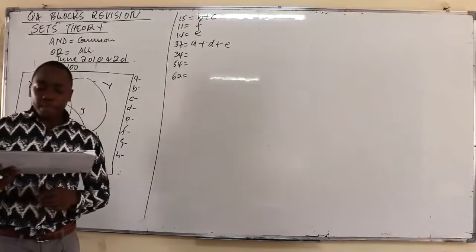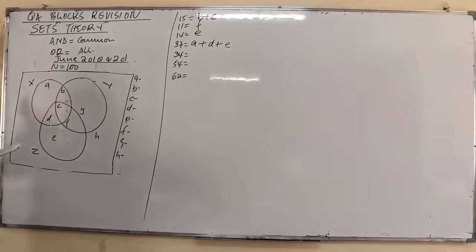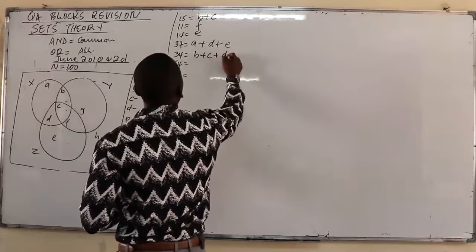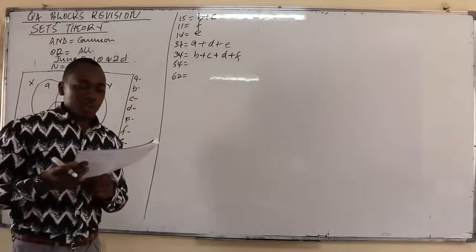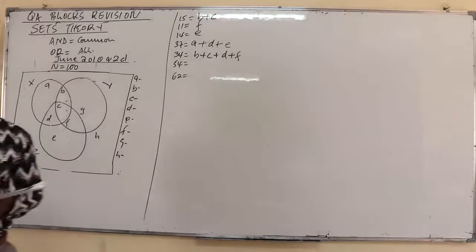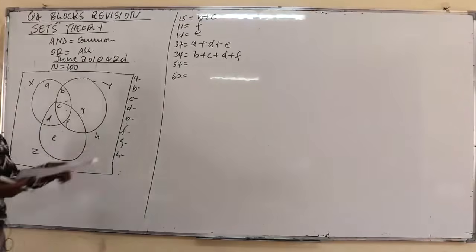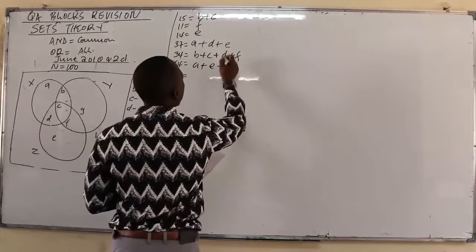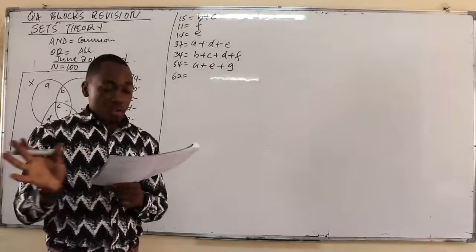Then 34 voters were in favor of at least 2 candidates. At least 2, that means we have B, C, D, and F. Then 54 voters were in favor of 1 candidate only. Only 1 candidate, that's A, E, and G.